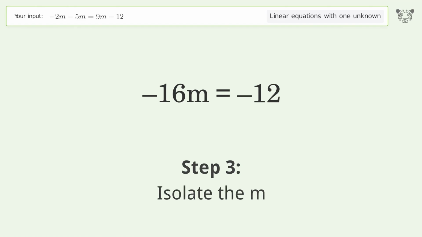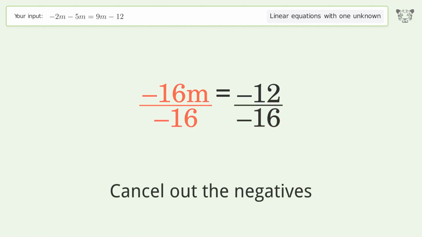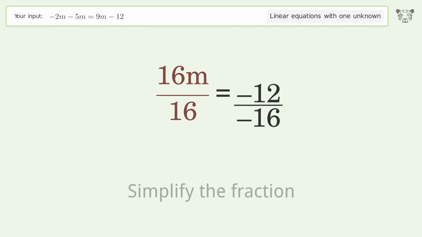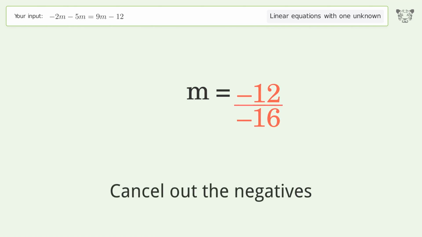Isolate the m. Divide both sides by -16. Cancel out the negatives. Simplify the fraction. Cancel out the negatives.